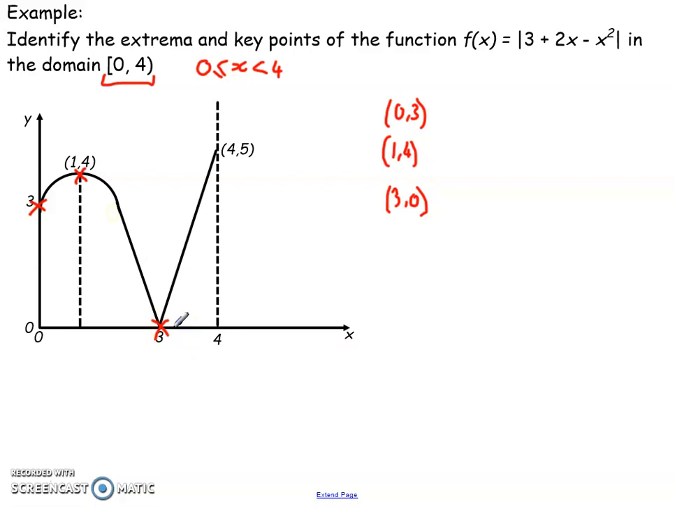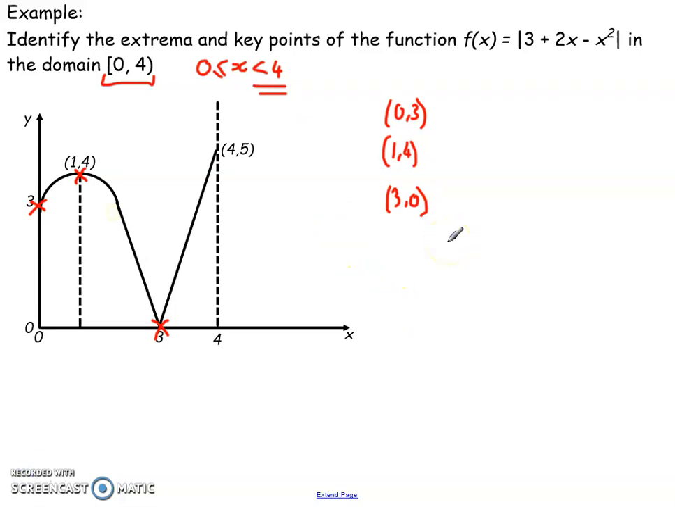Now we could also say that 4, 5 is a critical point. You know, it's the end point of the curve. We could look at that, but we can't actually include it in our calculation because looking at the domain, it doesn't include 4 as being a value for x.